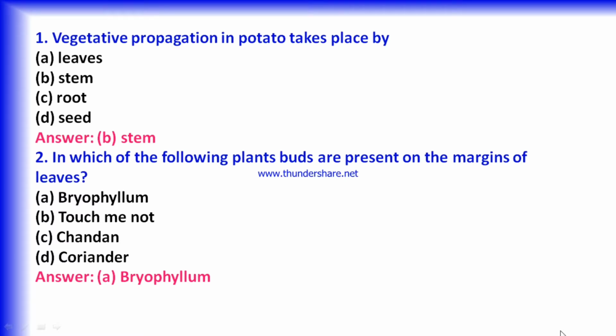Vegetative propagation in potato takes place by leaves, stem, root or seed? And the answer is stem. Stem is the only part of potato in which vegetative propagation occurs, not in leaves, not in root. Next, question 2: in which of the following plants are buds present on the margins of the leaves? Bryophyllum plant, touch-me-not plant, chandan plant or coriander plant? And the answer is Bryophyllum.